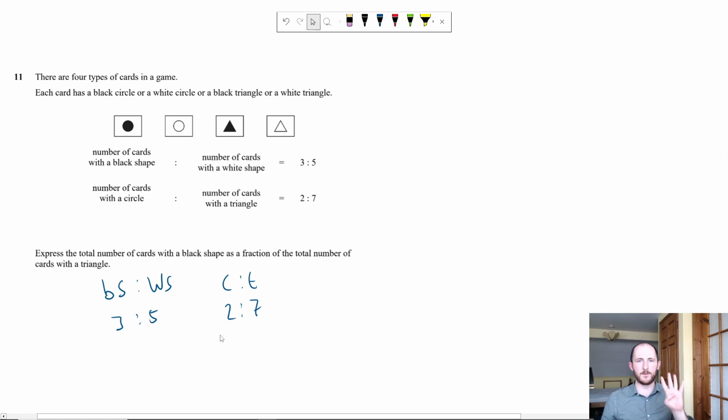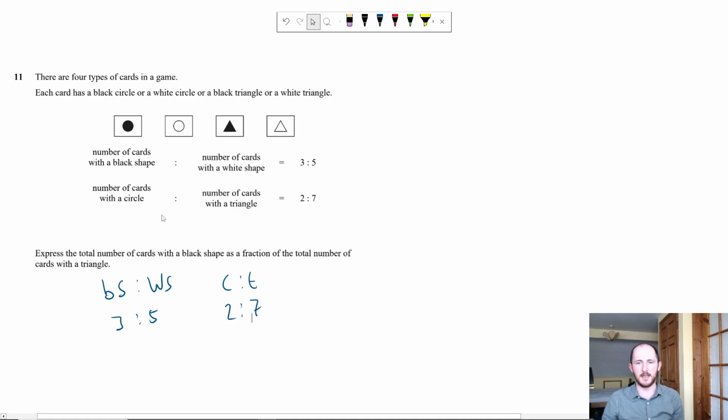Again, where it's like 4 people share sweets. The ratio between 2 of them is this. The ratio between the other 2 is that. And it says work out the total number of sweets. And you think, what the hell? How do I do that? All you're doing is combining the ratio because the total number of sweets they shared is the same.